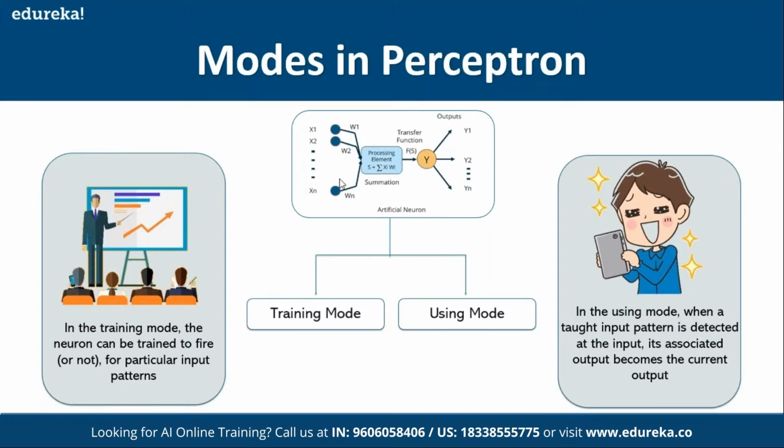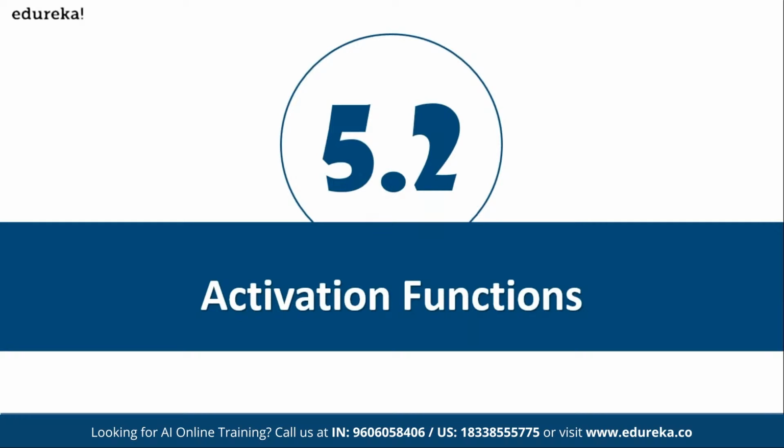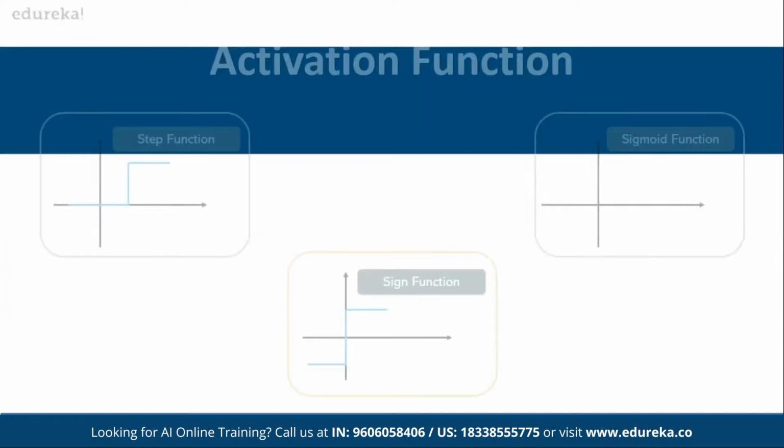So with this, let's see how exactly we get into our activation. If you remember, I said there is a transfer function wherein we have an input, we have a weight, there is a processing, and then you have a transfer function. The transfer function predominantly works on your activation.